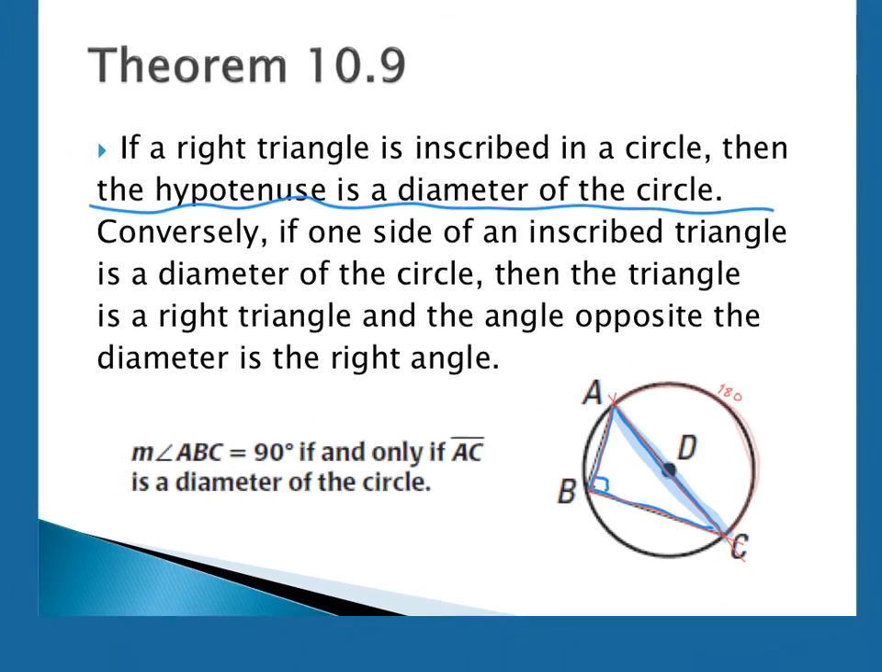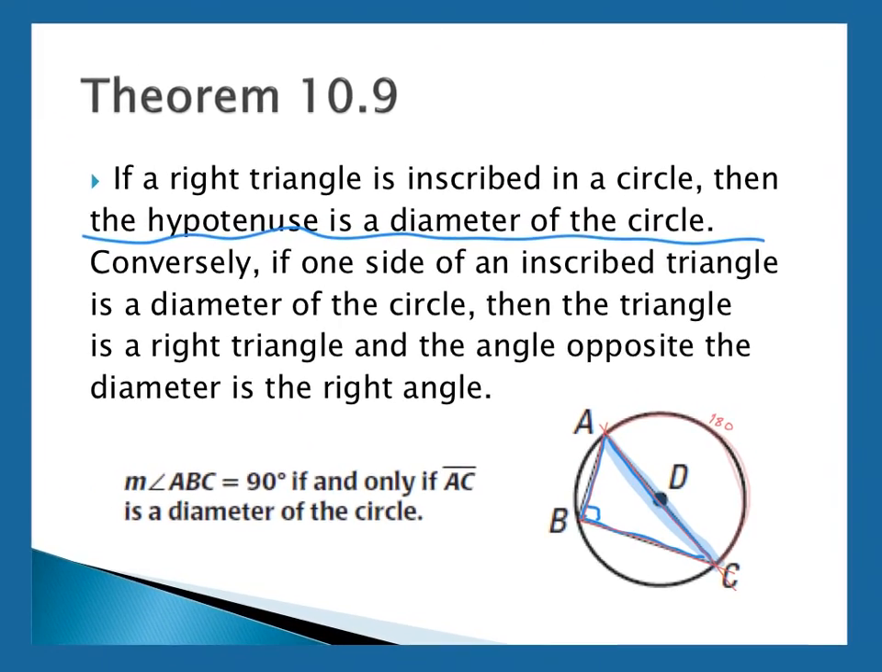That's the first part. Conversely means what? What does converse mean? Switch the if and the then, right? So now if I flip it and I say if one side of an inscribed triangle is a diameter, then the triangle is a right triangle, and the angle opposite the diameter is a right angle. So if I had just taken the other side, let's say I did this. Because this is a diameter, I would know that that green triangle is a right triangle, and the angle opposite the diameter would be 90 degrees. So this works if and only if, because it's true both ways.